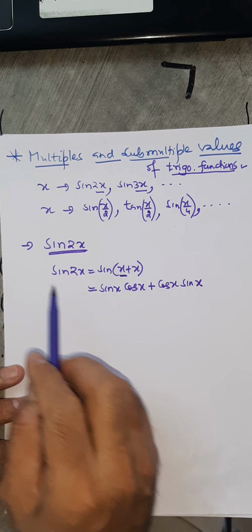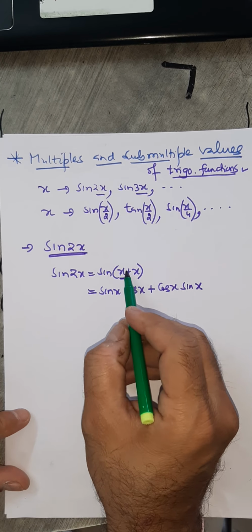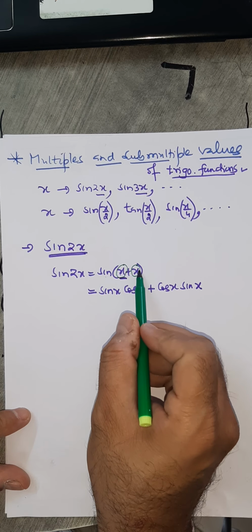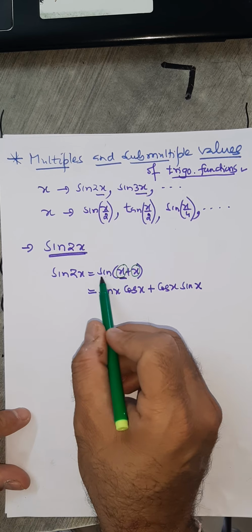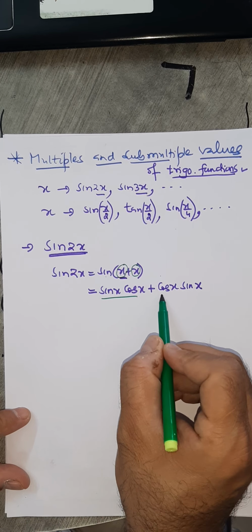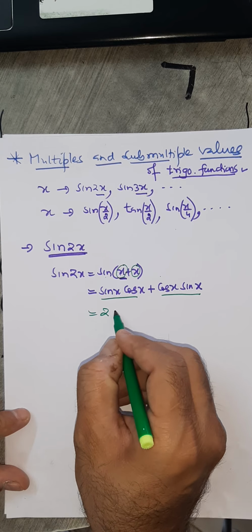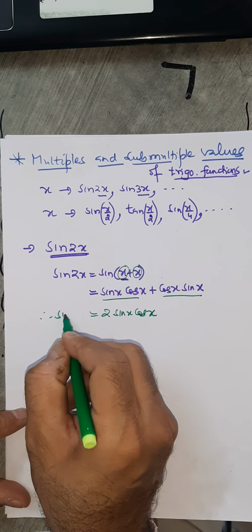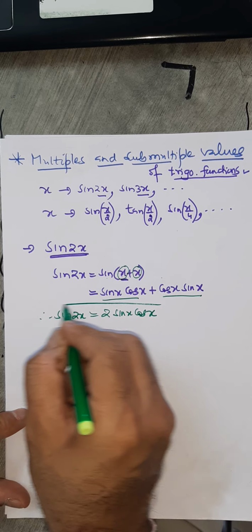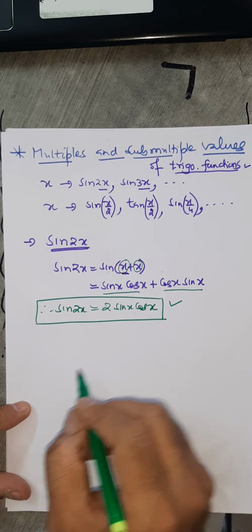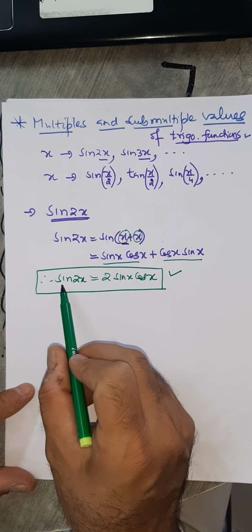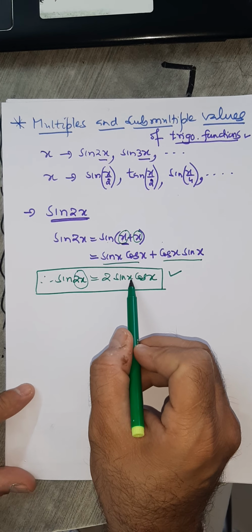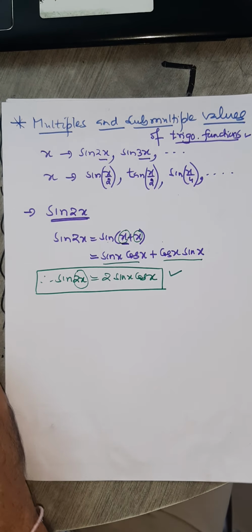This is like x, this is like x, and this is like y. So sine x cos y plus cos x sine y. Now this is the same as this, you can see, so this will be double: twice sine x into cos x. So this is the formula for sine 2x, the first formula in this direction. What is the formula for sine 2x? 2, and half of this angle, remember. What's half of this? That's x.